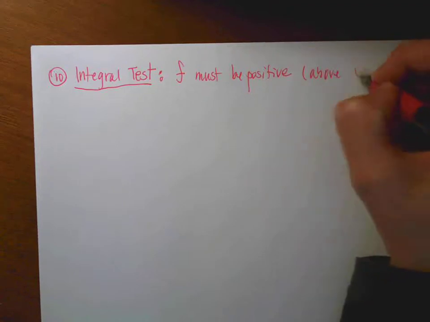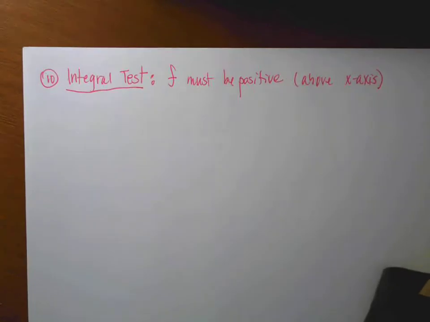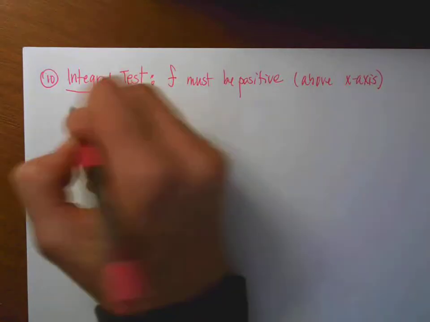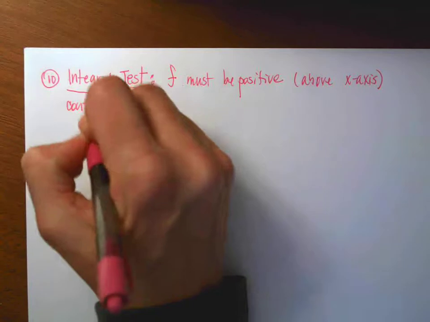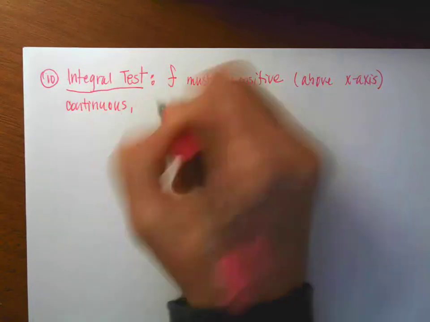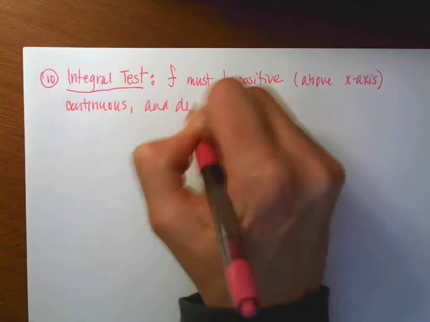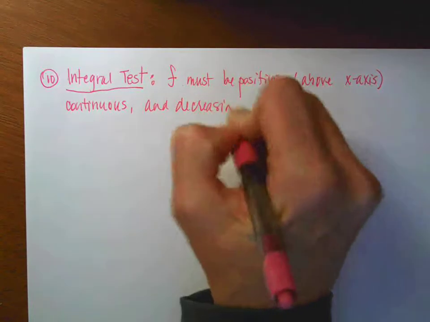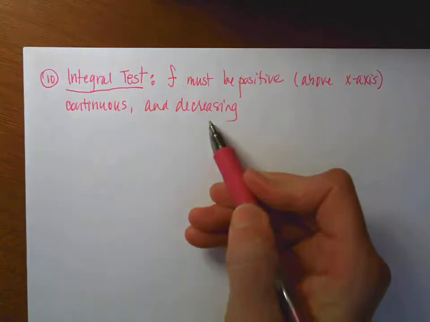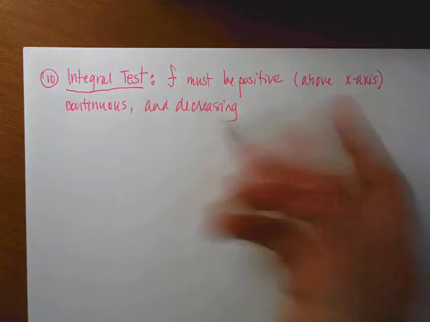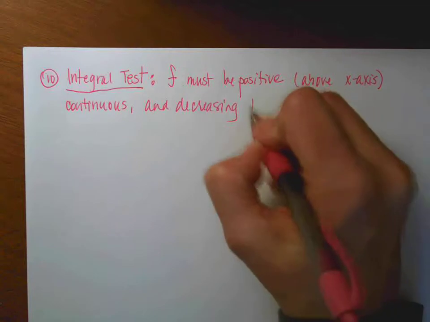which means it's going to be above the x-axis, right? Doesn't mean that it has a positive slope. It just means that it's above the x-axis. It has to be continuous and decreasing. Okay, and remember we can show decreasing by taking the derivative.